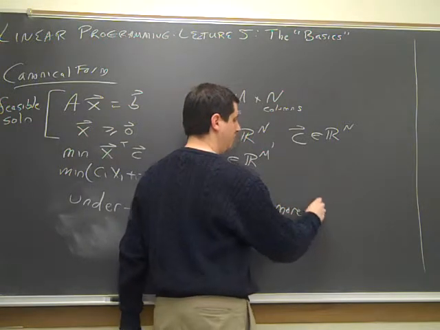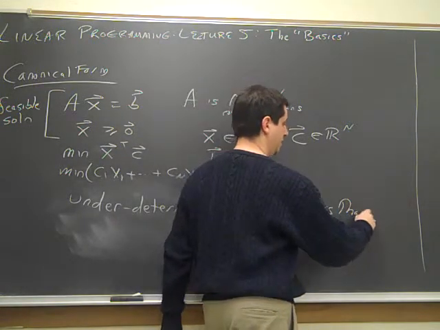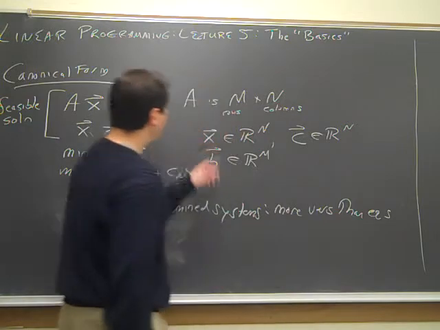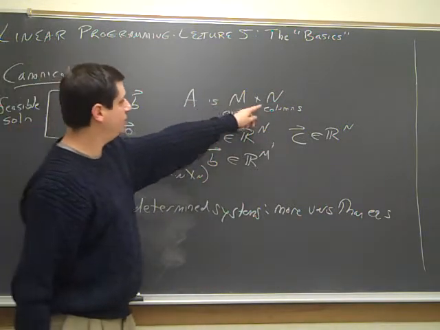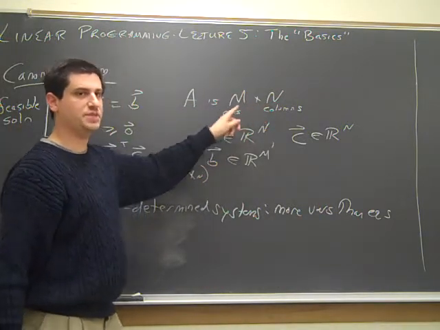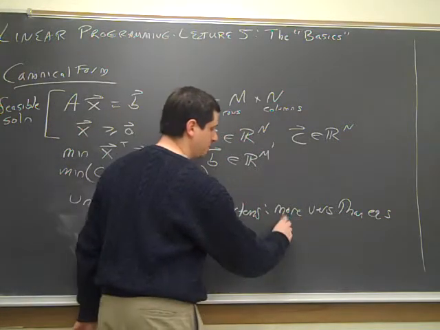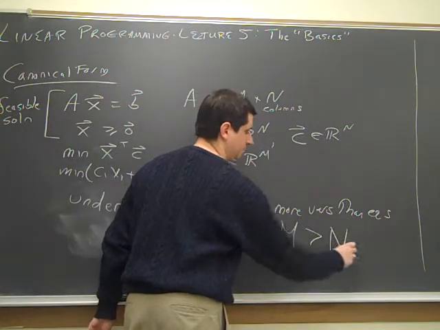So more variables than equations. And so thinking about what m and n are, n is the number of variables we have, m is the number of equations, so we'll want basically n to be greater than m.